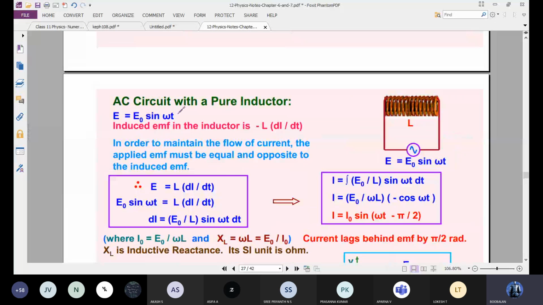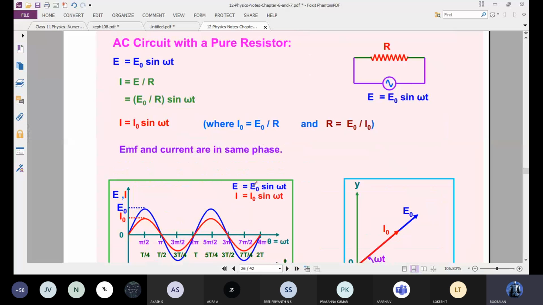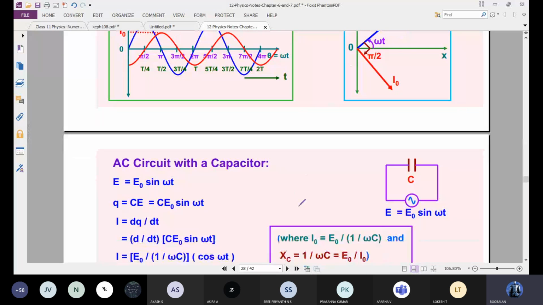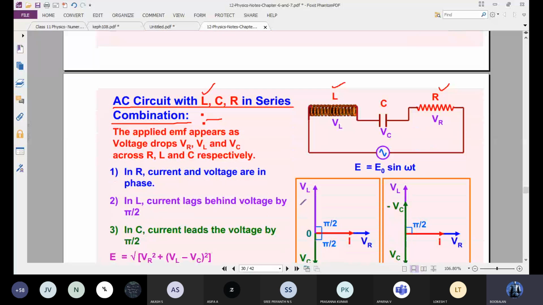For the AC circuit with a pure inductor, it is minus pi by 2. The current lags behind the EMF. For the resistance, it is in the same phase. EMF and current are both in the same phase. E is equal to E naught sin omega t, I is equal to I naught sin omega t. But in the LCR circuit, I will discuss what the different changes are.